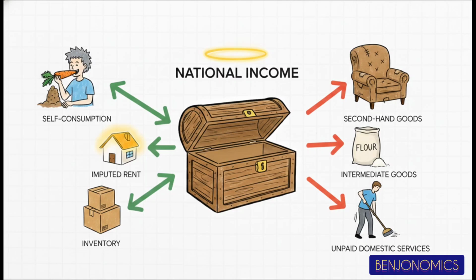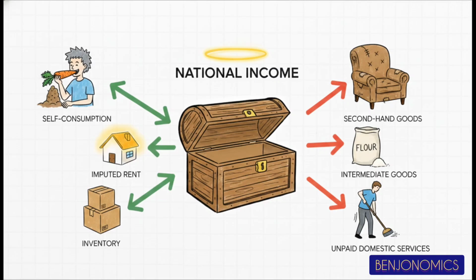Goods you produce for your own self-consumption are actually included because, hey, value was still created this year. We also include something called imputed rent. Basically, if you own your house, economists estimate the rent you would be paying, and they add that to the national income. We also include changes in inventory, which catches goods produced but not yet sold.